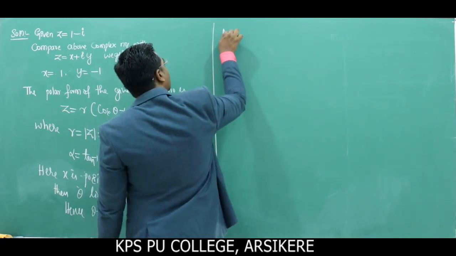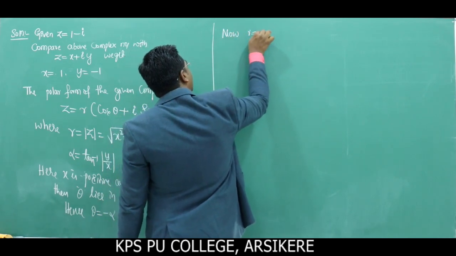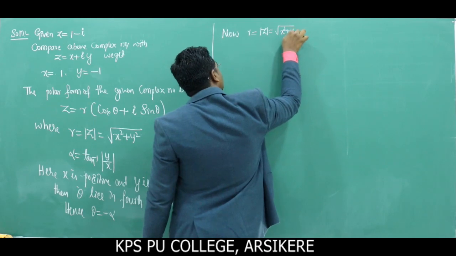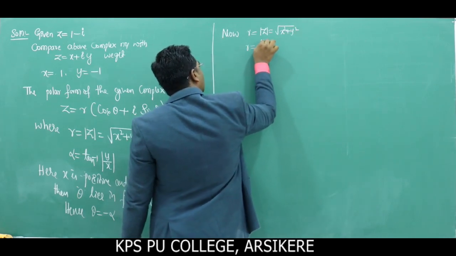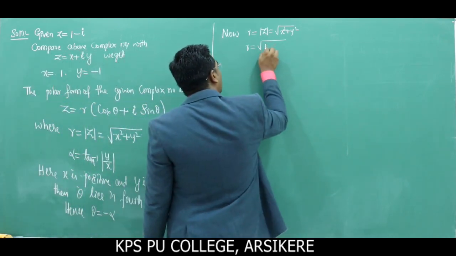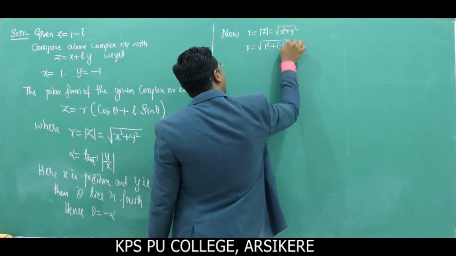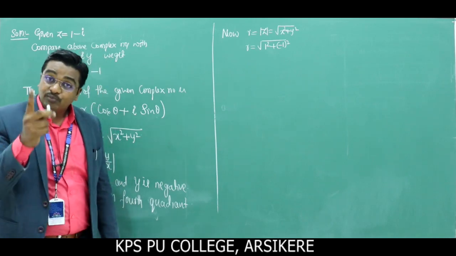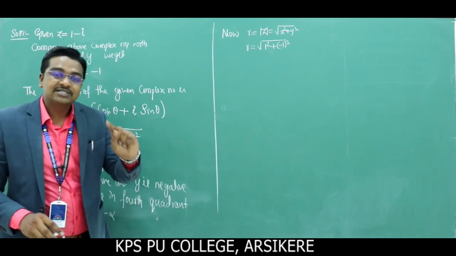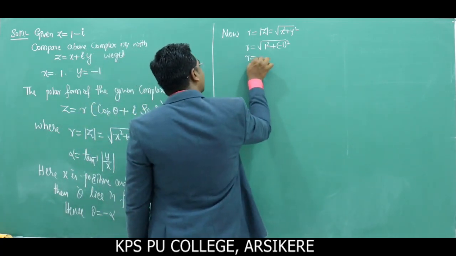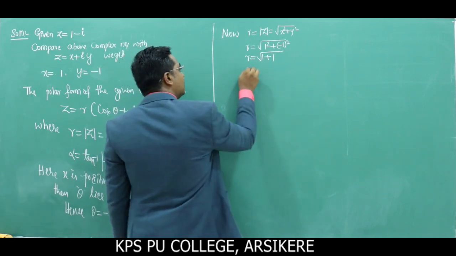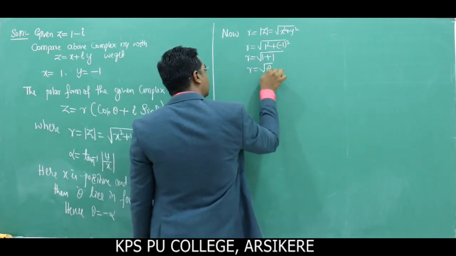Now, find r here. r is equal to modulus of z, which is the root of x square plus y square. r is equal to root of 1 square plus minus 1 whole square. Minus 1 whole square is plus 1, since minus 1 into minus 1. Therefore r is equal to square root of 1 plus 1, so r is equal to square root of 2.